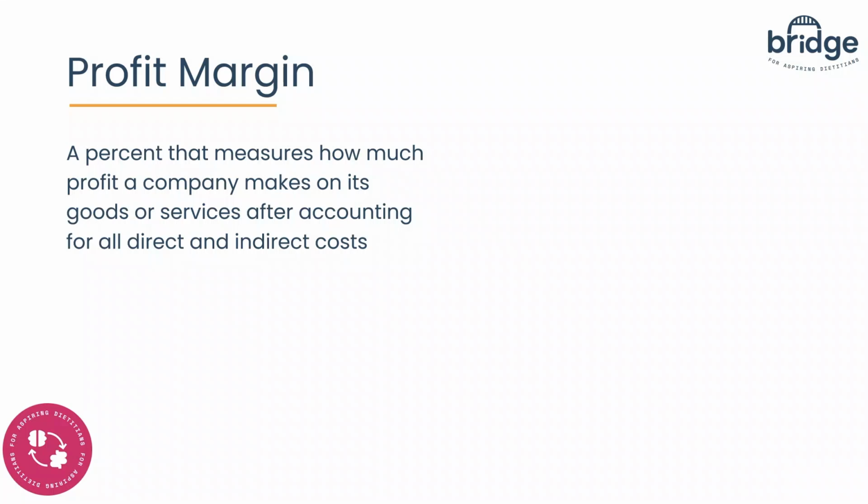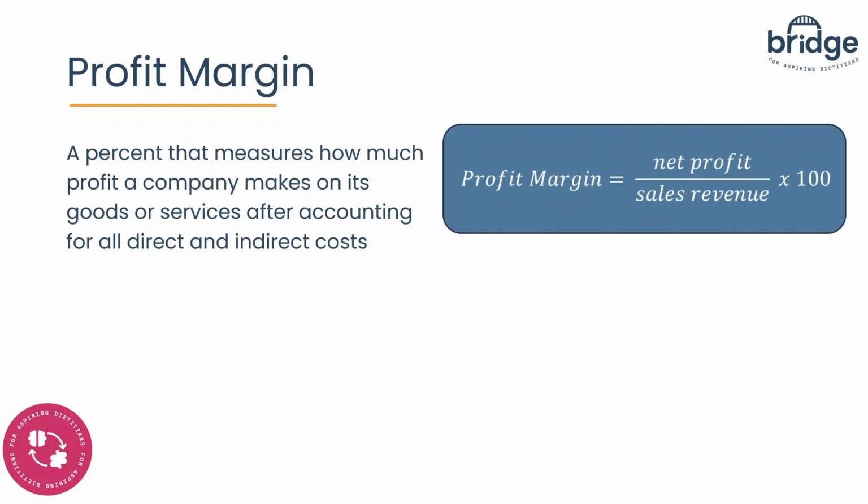But now it's time to look at the outcome, profit. Specifically, we're focusing on profit margin, a key metric that tells us how much of our sales revenue turns into actual earnings after all the costs are paid. The formula is simple. You take your net profit and divide it by your sales revenue. Then, because it's a percent, you'll multiply it by 100. That gives you your profit margin.